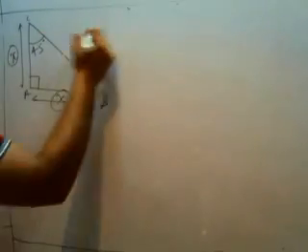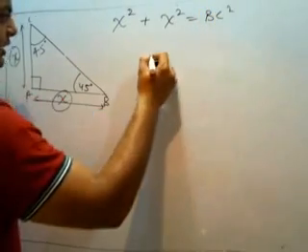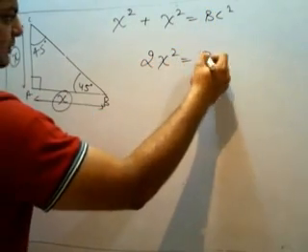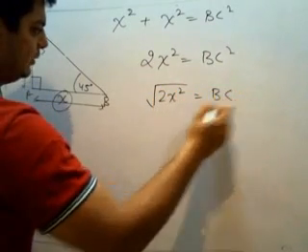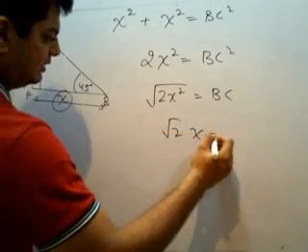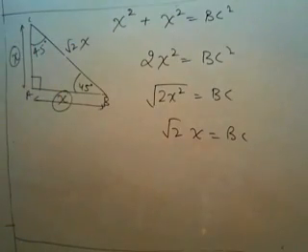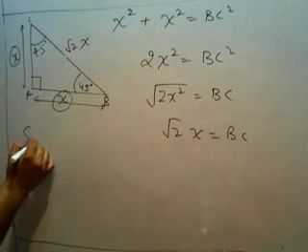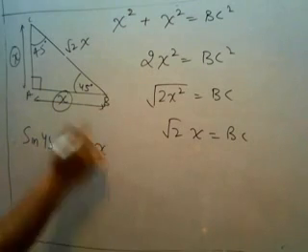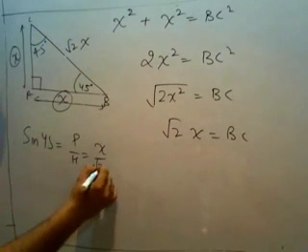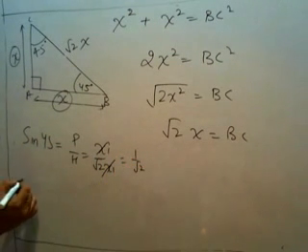And Pythagoras will reveal that x square plus x square is good enough to be BC square. That is, 2x square is good enough to be BC square, and eventually root of 2x square is equal to BC, which in easier terms we can write as root 2x. Right? And if I see sine 45, then I see P upon H, then I see x upon root 2x, and I am getting 1 upon root 2 as its ratio.